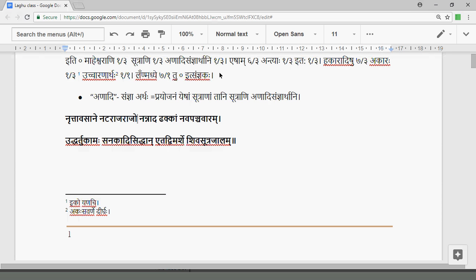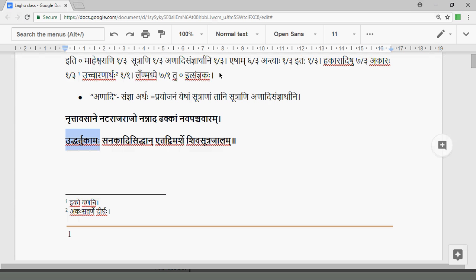So at the end of the dance, this Nataraja Raja, what did he do? Nanada. Nanada is little akara. He played his damaru. So Dhakkam Nanada. He played his Dakkam, his damru. How many times? Nava pancha varam. Nava pancha 5. So 9 plus 5 is 14 times. He played his damru 14 times and thereby gave 14 sutras, which are called the Maheshvara sutras. For what purpose did he do that?